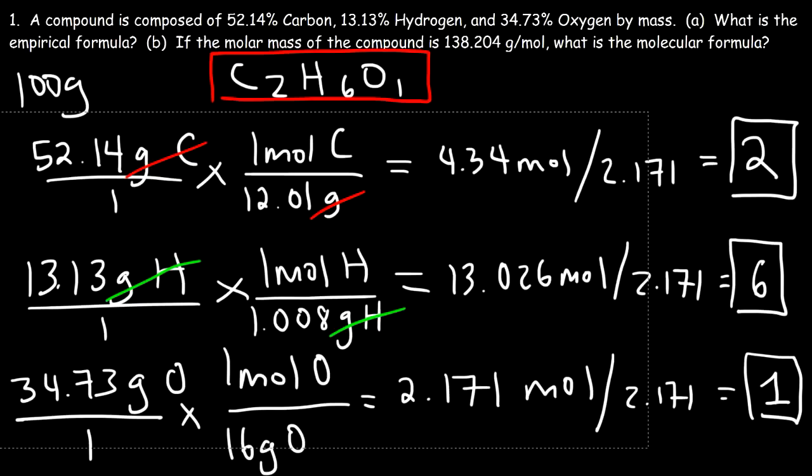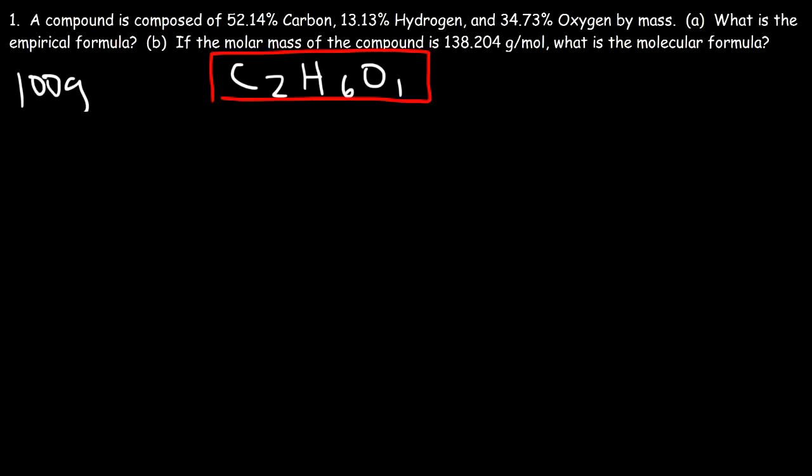Now let's move on to part B. If the molar mass of the compound is 138.204 grams per mole, what is the molecular formula? So we have the empirical formula. Now we need to find the molecular formula.